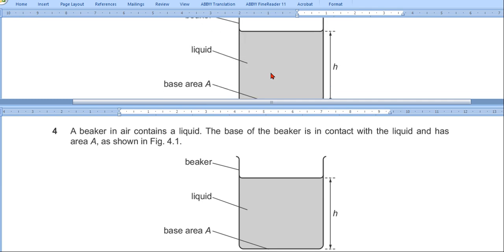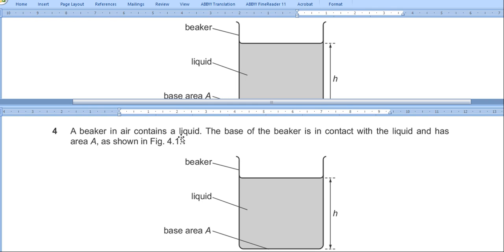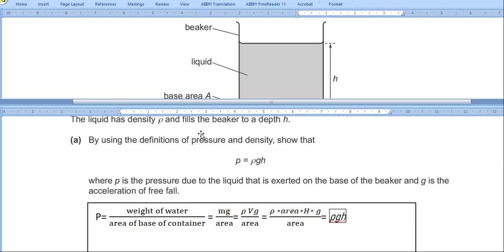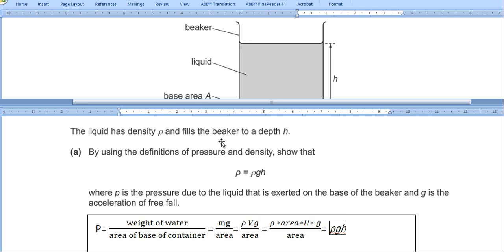Here is the beaker. A beaker in air contains a liquid. The base of the beaker is in contact with the liquid and has area A, as shown in the figure. The liquid has density ρ and fills the beaker to a depth h.